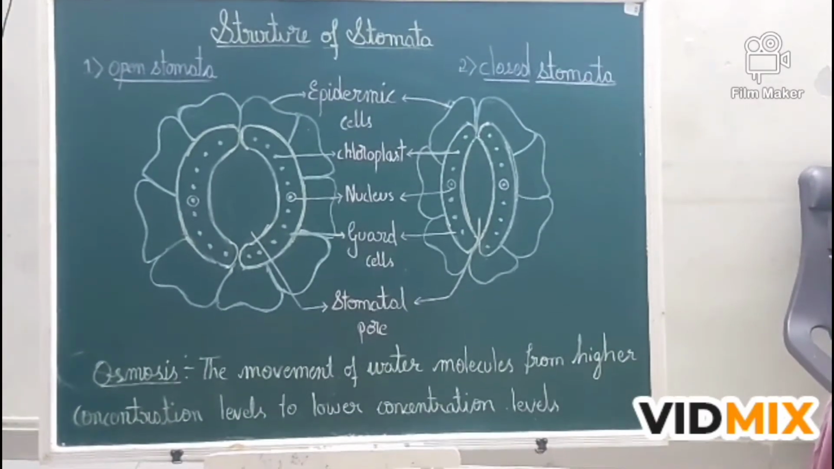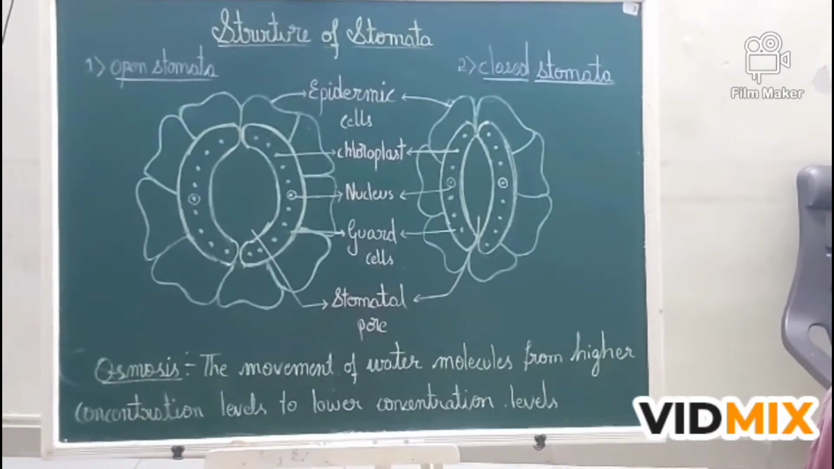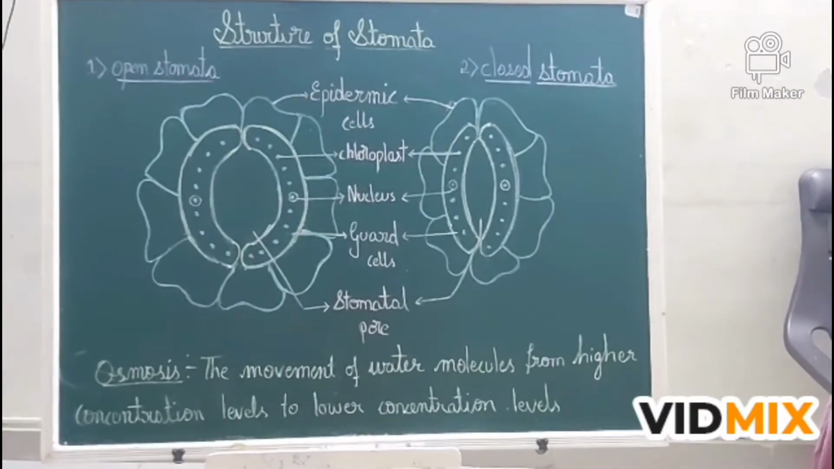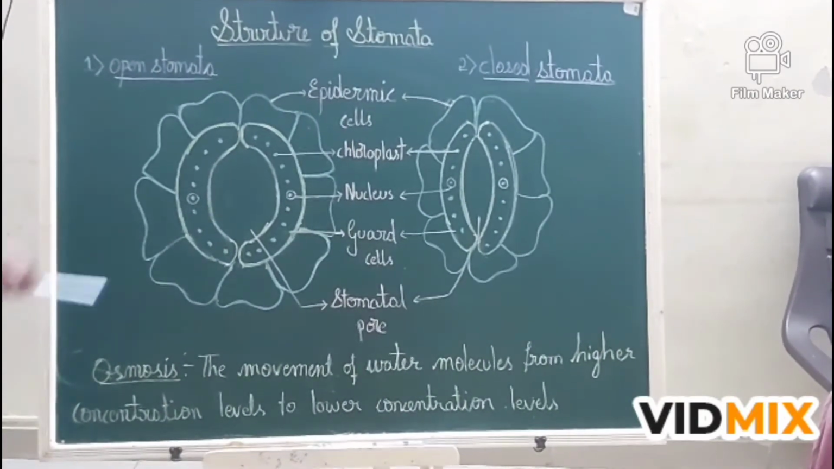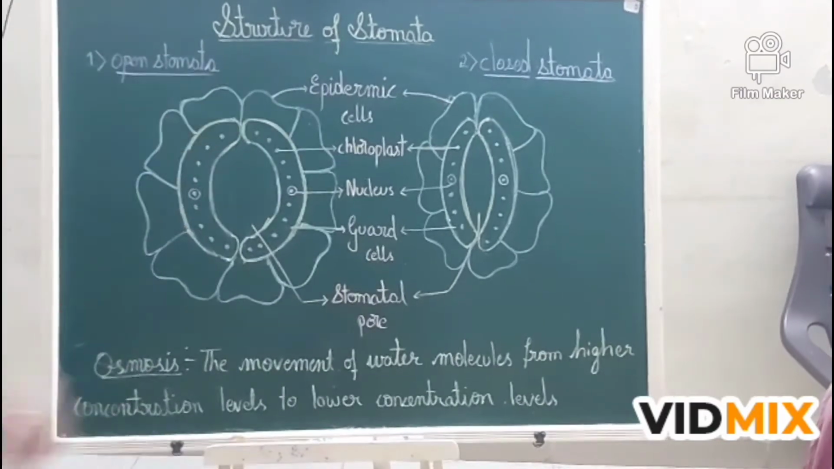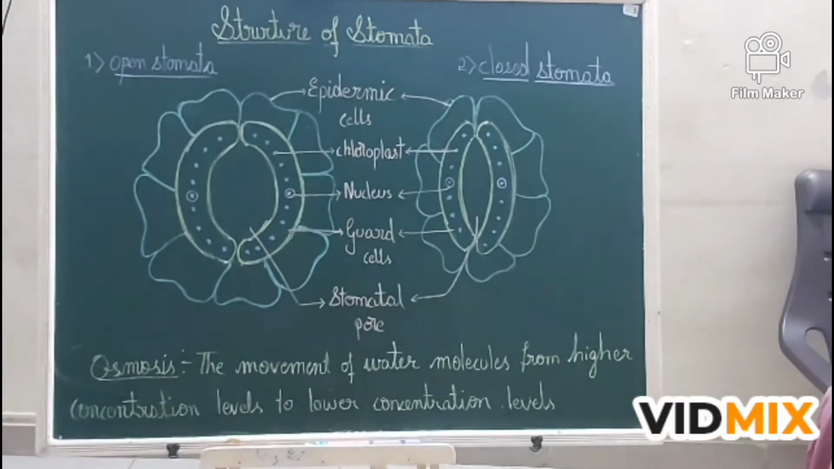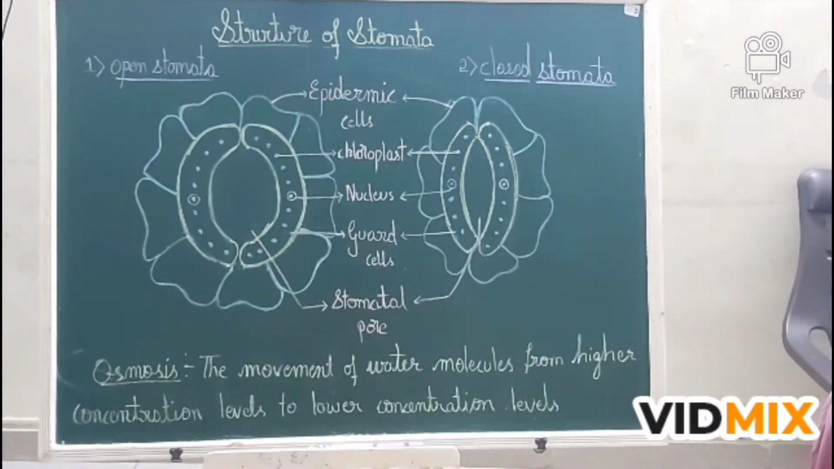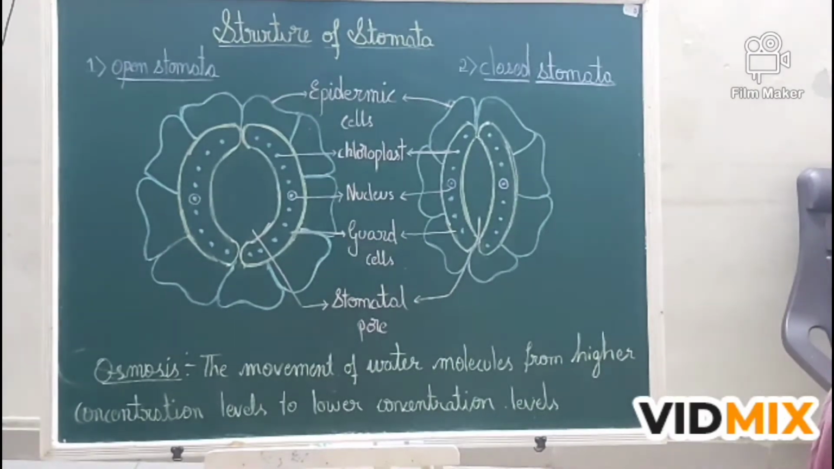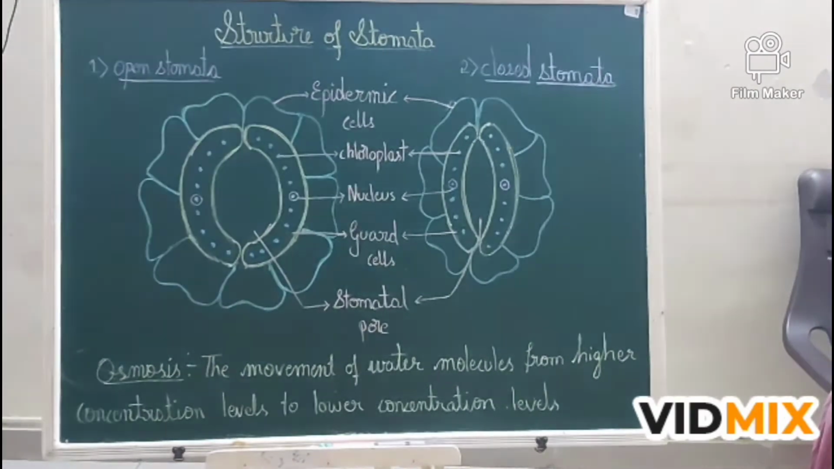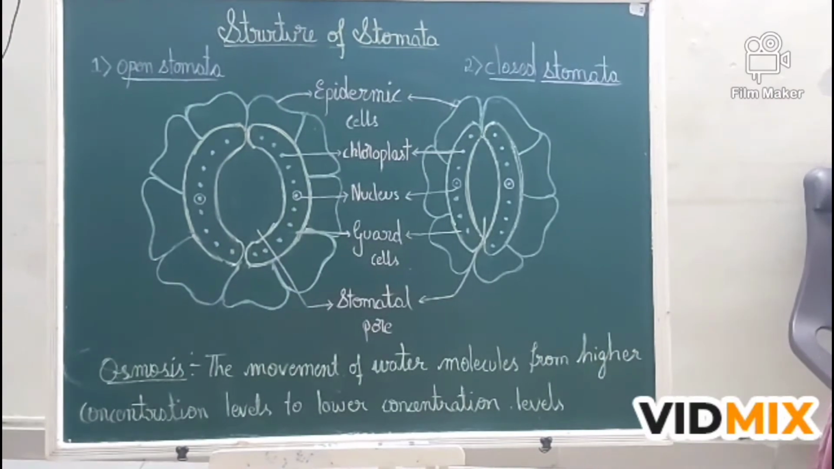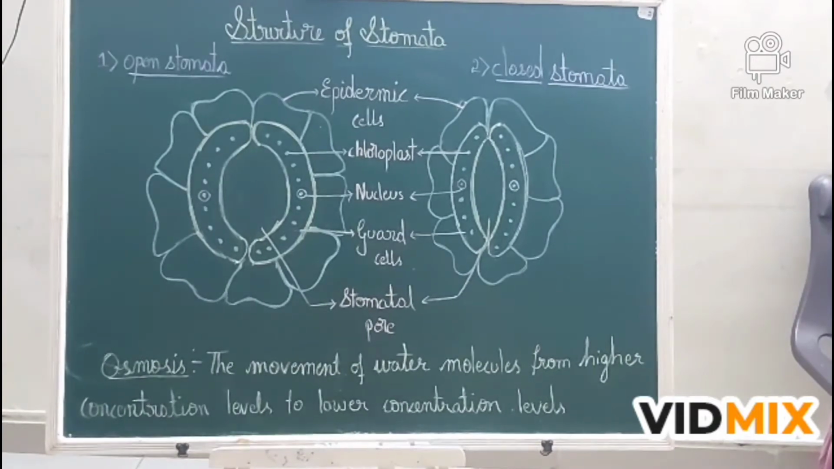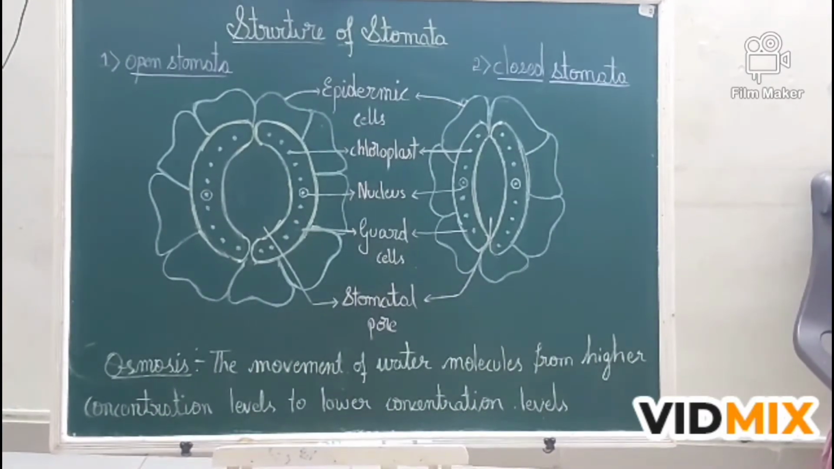Now let us study about the structure of stomata. Stomata has two types of structures. One is open stomata and another one is closed stomata. The diagram of open stomata is this one and the diagram of closed stomata is that one. The outermost layer in stomata is called epidermal cells. The inner cells in stomata are called guard cells. Guard cells contain chloroplast and nucleus. The space between guard cells is called the stomatal pore. The stomatal pore gets expanded and contracted due to the process of osmosis. Osmosis is the movement of water molecules from higher concentration level to lower concentration levels.